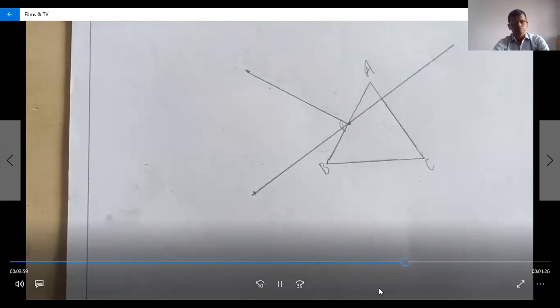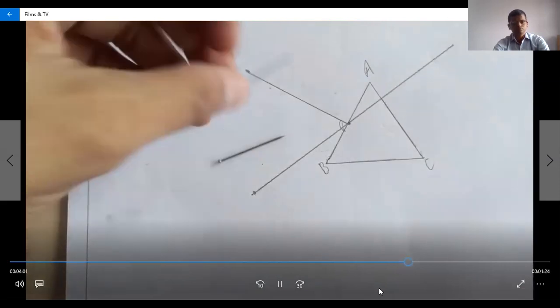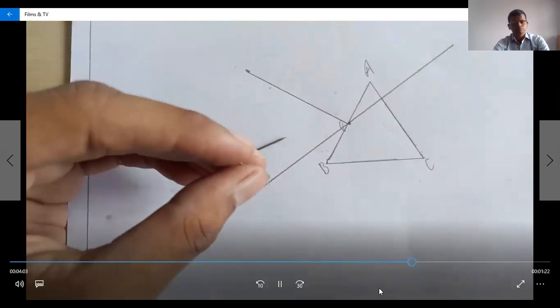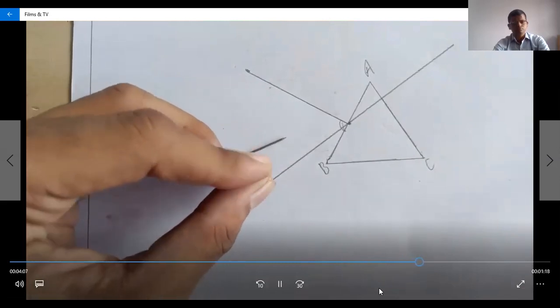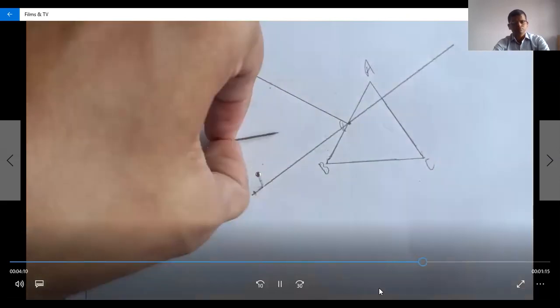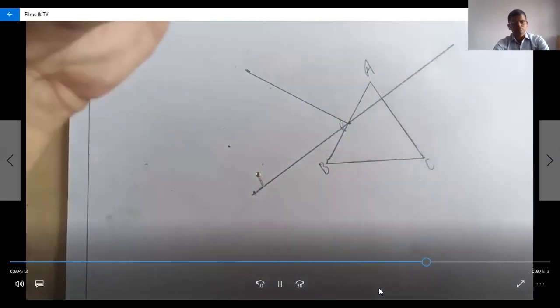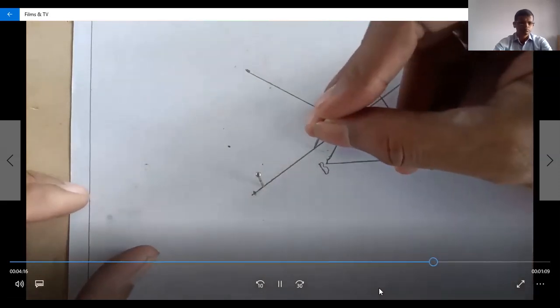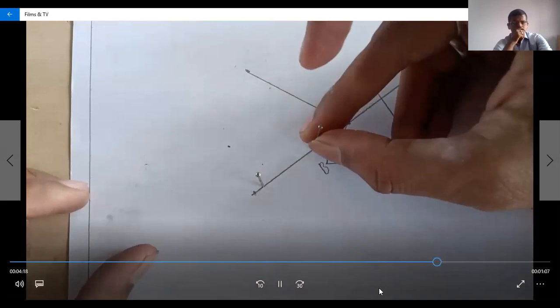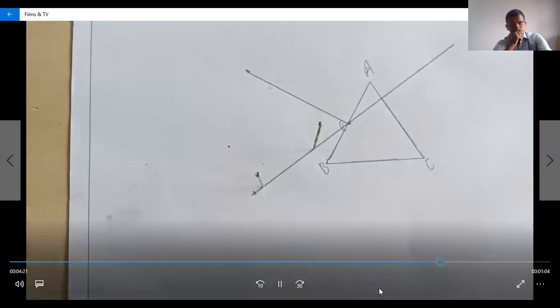So first we use two pins, and one pin we fit on the angle of incidence line, straight. So the first pin we put here in the straight, and the second pin we again fit on this angle of incidence line here. Then, with the help of more pins, we find the angle of emergence and the angle of deviation.